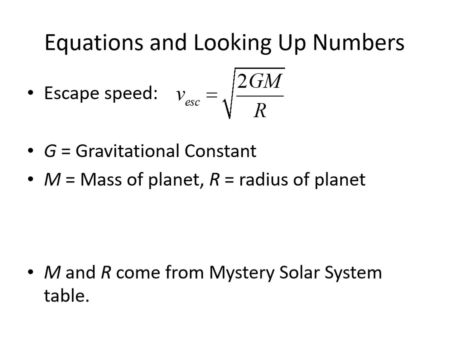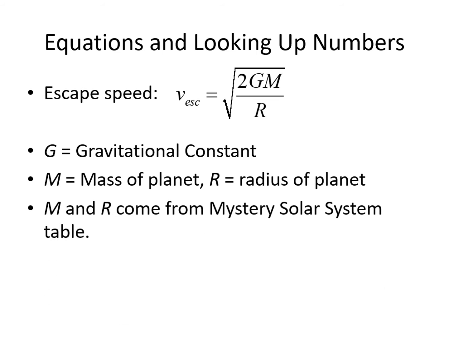The mass and radius are given right on the Mystery Solar System table. Don't forget to include the units. You should list these values for all the planets you're going to calculate. That should include the 2 planets from your prediction and at least one more. The gravitational constant is a universal constant, so it always has the same value: 6.67 times 10 to the minus 11 meters cubed per kilogram second squared.